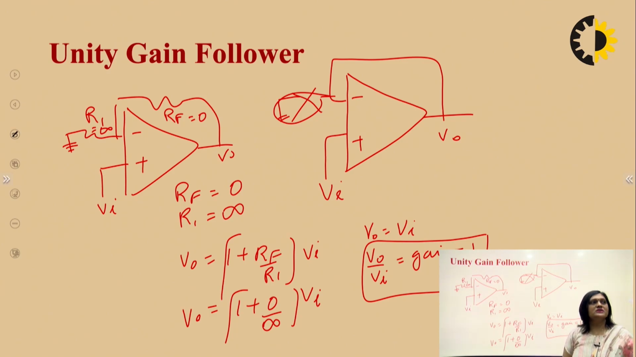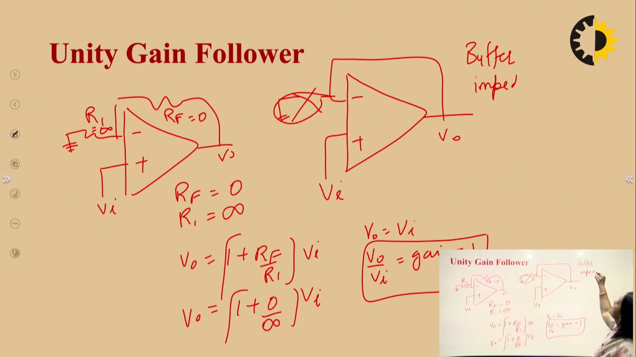So what is the advantage of the unity gain follower? If the gain is unity here, it will act as a buffer. The main application is to act as a buffer. It provides a high input impedance and low output impedance, and it is generally used for impedance matching.